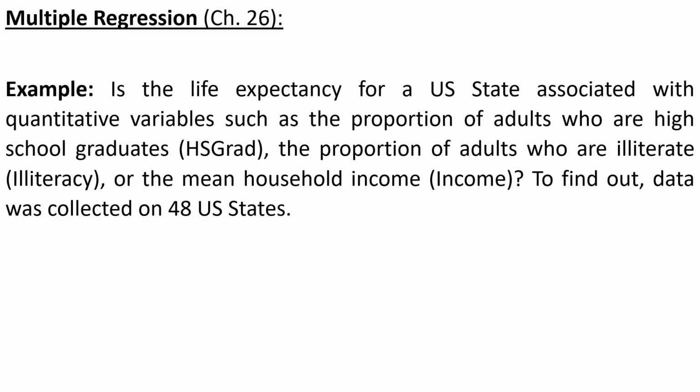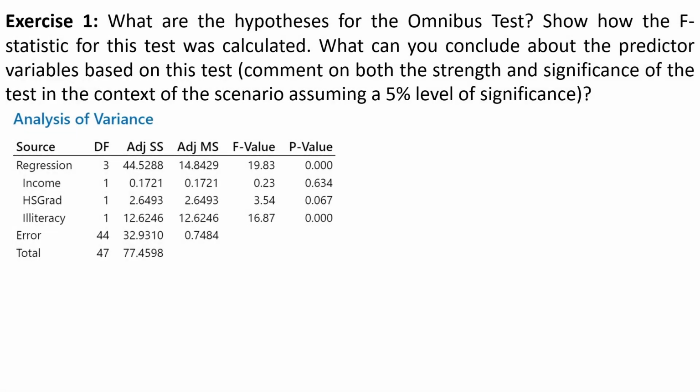So here, this again is an example that we covered in class. Is the life expectancy for a U.S. state associated with quantitative variables such as the proportion of adults who are high school graduates, the proportion of adults who are illiterate, or the mean household income? To find out, we got a bunch of data, and here is our table. So first, what are the hypotheses for the omnibus test?